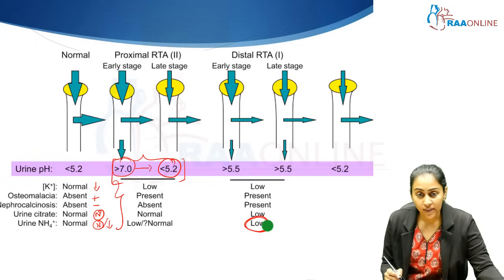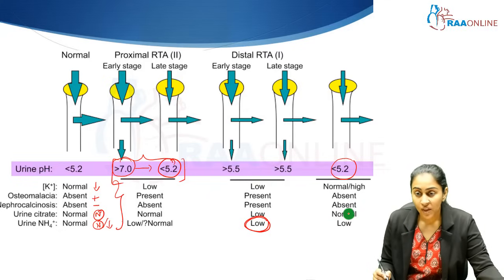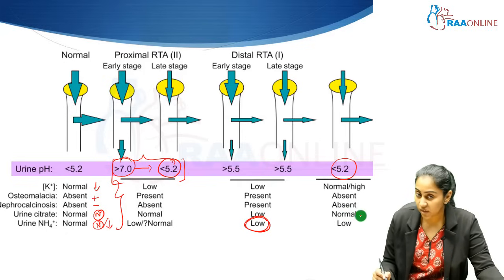And then finally we have patients whose urine pH can be acidic, less than 5.2, with potassium which is strangely and surprisingly on the higher side. With osteomalacia being absent, no hypercalciuria, no hypocitraturia, no nephrocalcinosis or nephrolithiasis.